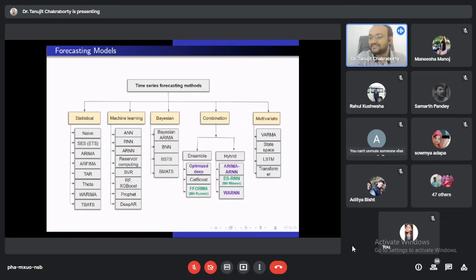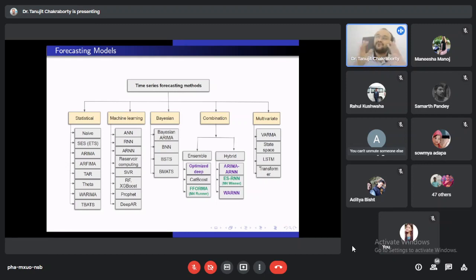Then there is another area of forecasting which talks about machine learning based forecasting. In this area, there are a lot of models, from artificial neural network to recurrent neural network to autoregressive neural network to reservoir computing to support vector regression, random forest, XGBoost, and the very new one in 2018, the Prophet model Facebook proposed, and the deep learning model DPR that was proposed in 2020. All these different machine learning models have been introduced so far. There are some other models which I haven't categorized here, but these are some of the models which are very interesting to learn.